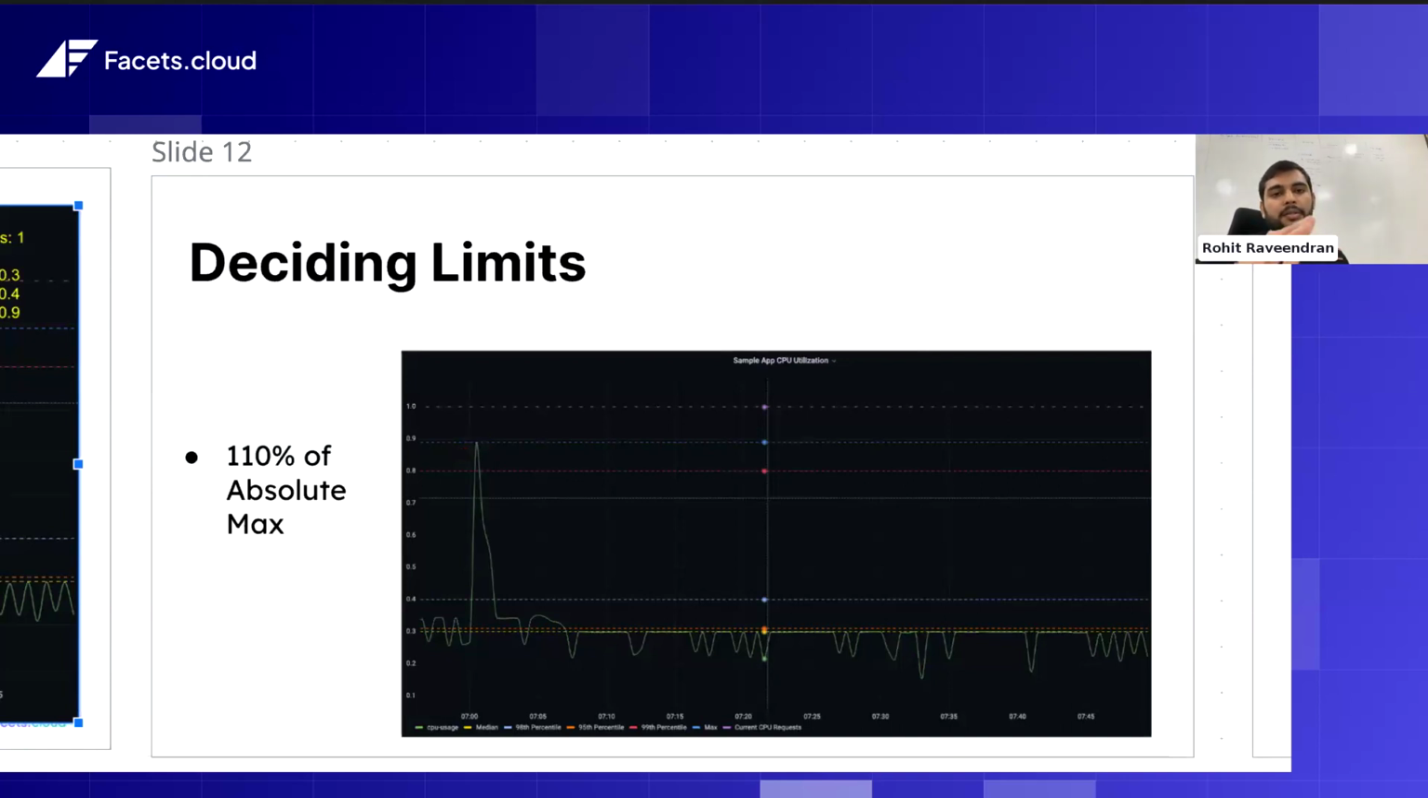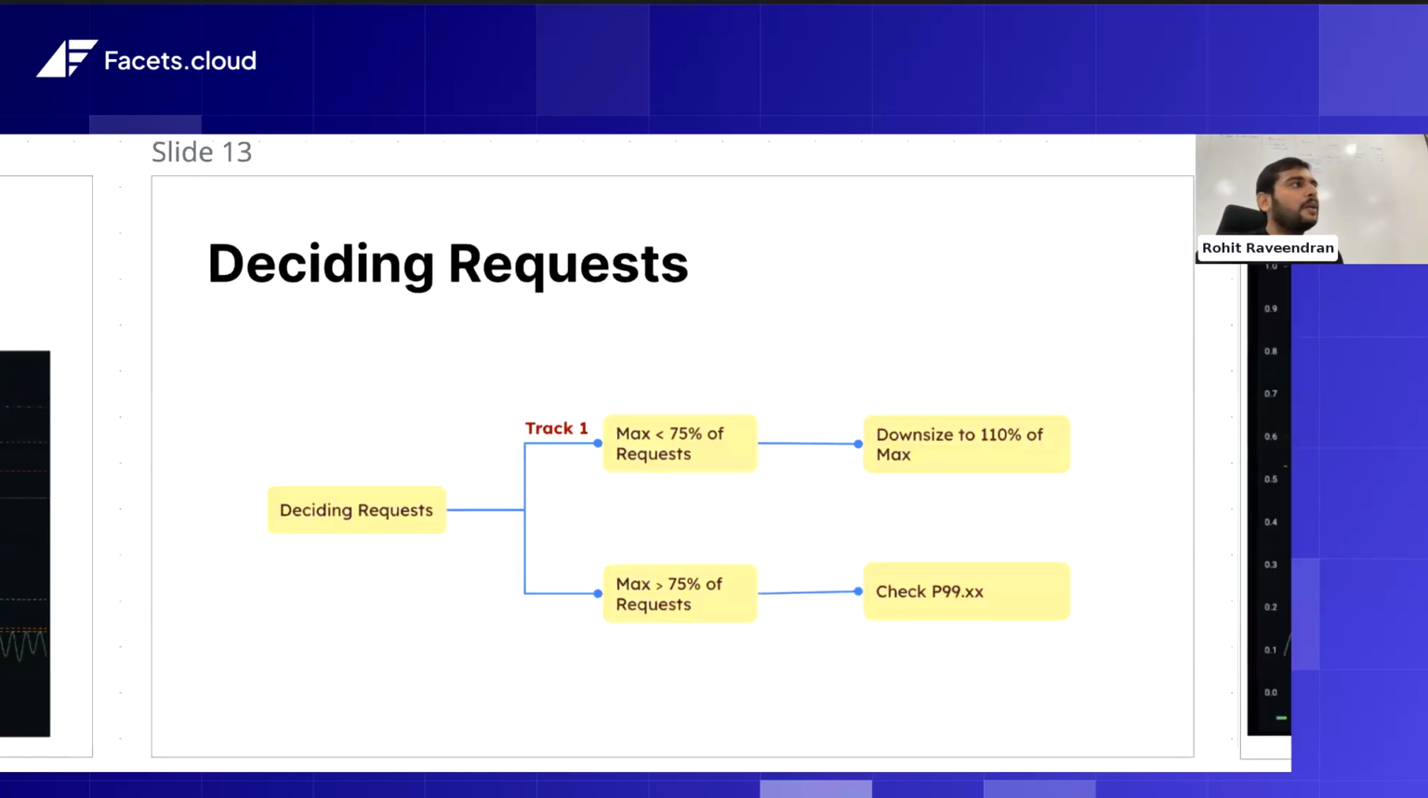There are some considerations with limits and requests being too far off. We'll come back to that. But let's move on, because the request is where the money is at, right? Deciding on the request is the most tricky part. How do you optimize your cluster's utilization? It's all dependent on deciding the amount of CPU or memory requests that you set for your application.